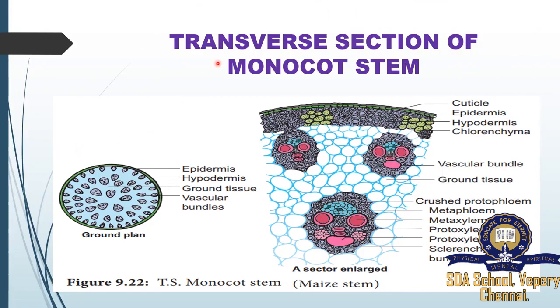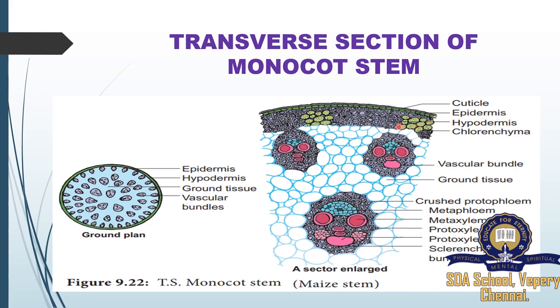Here we have a structure of a transverse section of a monocot stem. It is a stem cutting part. We have epidermis, hypodermis, ground tissue and vascular bundles. So in the microscopic view we have a cuticle. Again and again I am saying, the function of the cuticle is the evaporation of extra water present in the plant. Epidermis, we obviously know, is the outer layer of the plant.